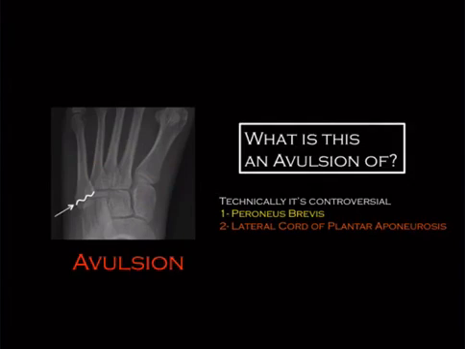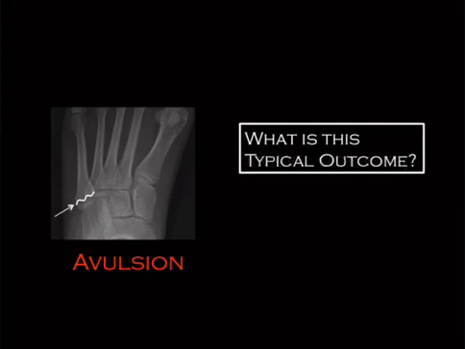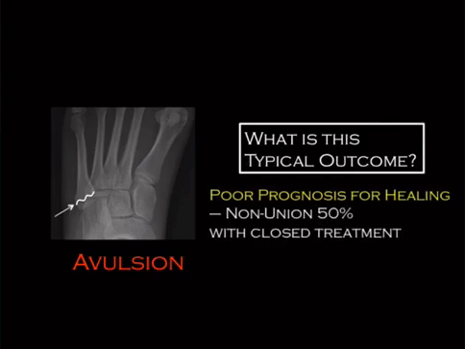Now there's something else that attaches there too, which is the lateral cord of the plantar aponeurosis. I don't think that's what would get asked. I guess it could get asked. It's more likely that peroneus brevis would get asked. So how do these do? Do these do okay? Actually, they do crappy. There's non-union in like 50% of the cases with a closed treatment, so they'll often end up having to pin them.